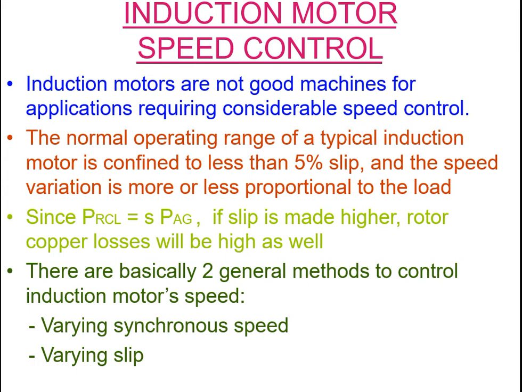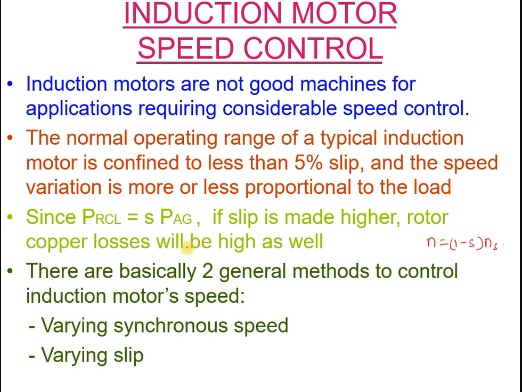Here, the normal operating range of a typical induction motor is less than 5% slip, and the speed variation is more or less proportional to the load. The formula to find the speed is N = (1 - s) Ns, so the speed is proportional to the slip and the synchronous speed. And one more thing, the rotor copper loss is equal to the slip times the total power of the machine. If the slip is made higher, then automatically the rotor copper loss will be higher.